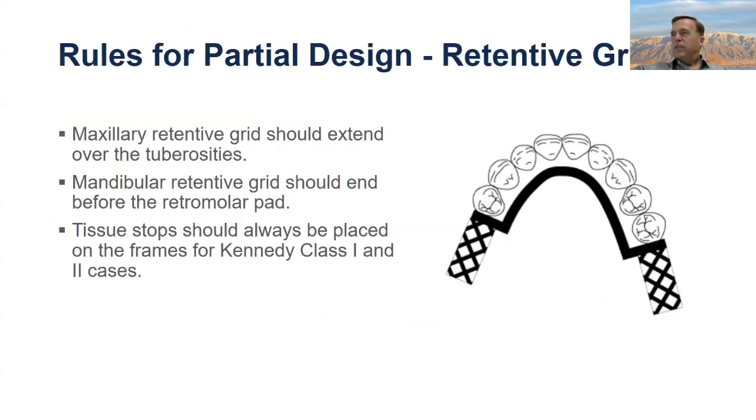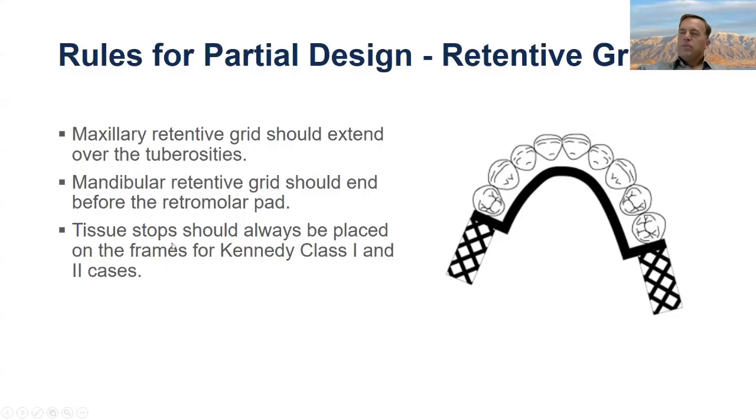So our retentive grids, we want to extend over the tuberosities on the maxilla. And again, this is for clear frames and metal frames. Obviously, these rules are a little bit different, but even if we're doing a flexible, it tells us where we want to end our partial. Our retentive grids should end before the retromolar pads, of course.